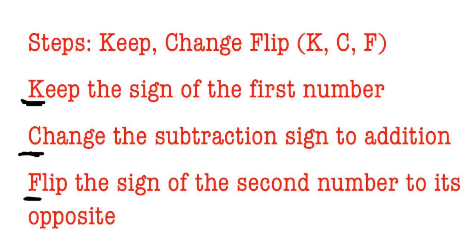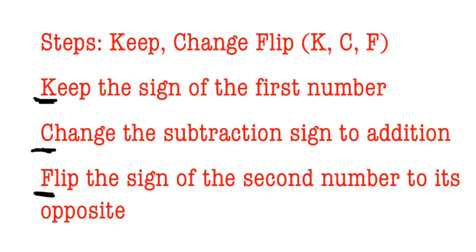The F stands for flip. You are going to flip the sign of the second number to its opposite. So if the second number is positive, you're going to make it negative. If the second number is negative, you are going to make it positive. Let's pause the video and copy these steps into our notes. Then we will use the steps to do a few example problems subtracting negatives. Pause the video and copy these steps into your notes now.